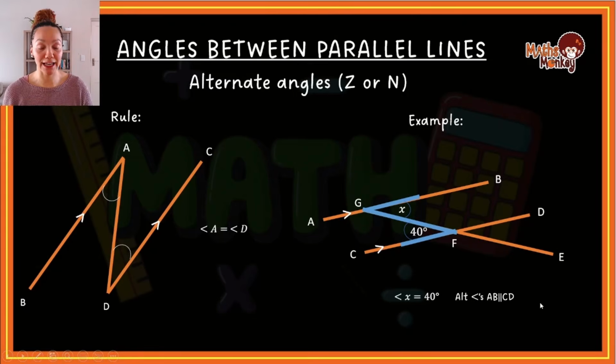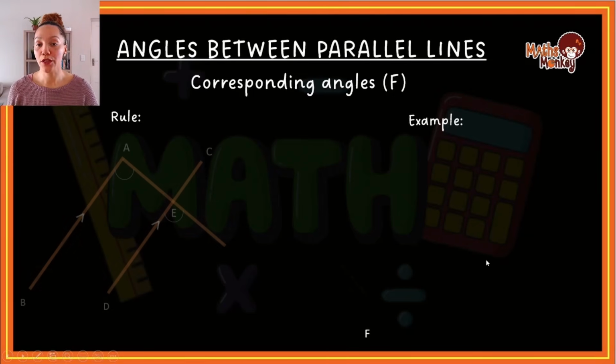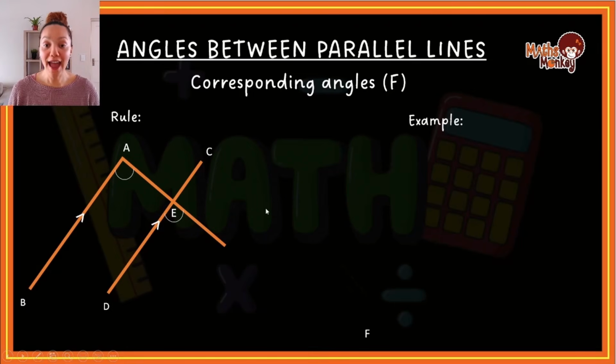Let's have a look at the second one now. Now we have corresponding angles. If I look at corresponding angles, we are going to look at an F. And again, I want to emphasize that none of these angles exist unless I have parallel lines. Okay, so let's have a look at the rule. The rule says the following: if I have parallel lines and I have a line going through them, then the angles underneath the lines of the F are equal to each other.